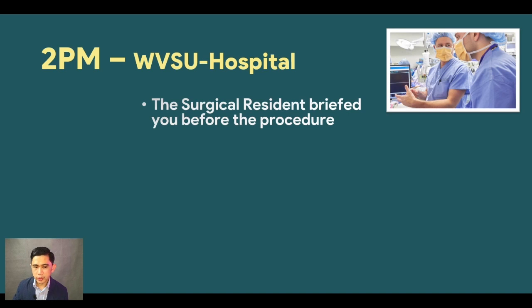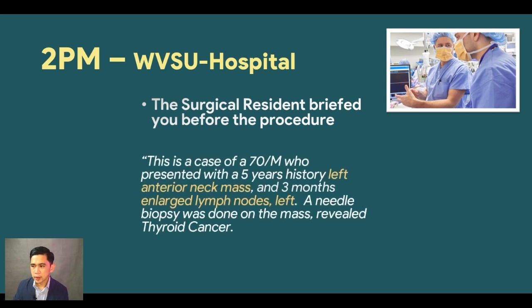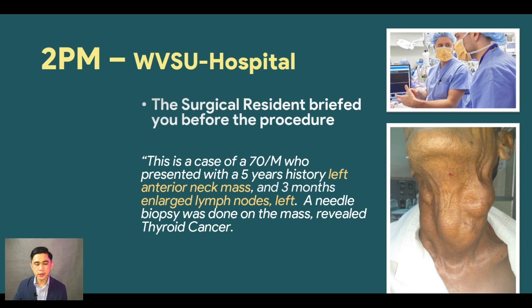The surgical resident briefs you on the case before the procedure. So he says, this is a case of a 70-year-old male who presented with a 5-year history of a left anterior neck mass and a 3 months history of enlarged lymph nodes left and right. Okay, there's also one on the right. A needle biopsy was done on the said mass, which revealed thyroid cancer. Okay, so this is thyroid cancer, and probably these are lymph nodes.